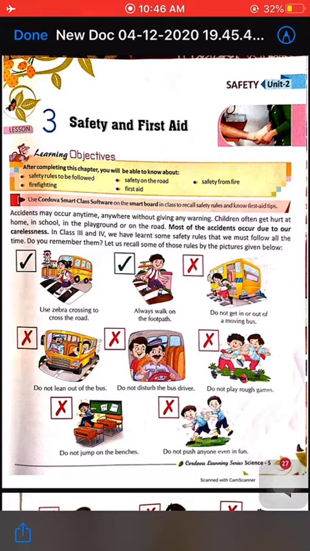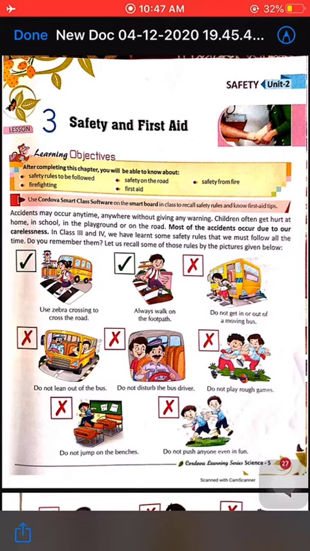Today we are heading towards our third chapter, which is safety and first aid. I have already sent you the question answers and the science notes, but today I'll explain this chapter. I'll explain two topics only from this chapter. This chapter is about how we have to keep ourselves safe on the road, from fire, or from the accidents that usually occur due to our carelessness.